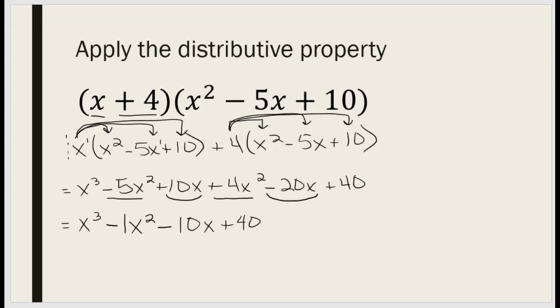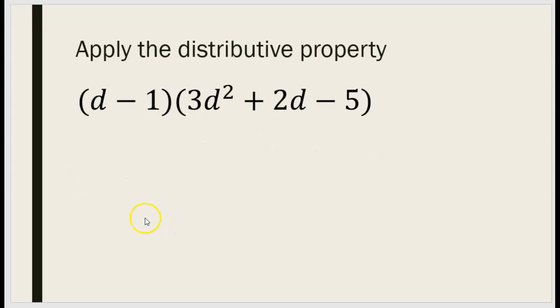Let's go on to slide 3. Okay, so here we go. If you guys would like to press pause and see if you can get this one worked out, we'll check as soon as you get back.